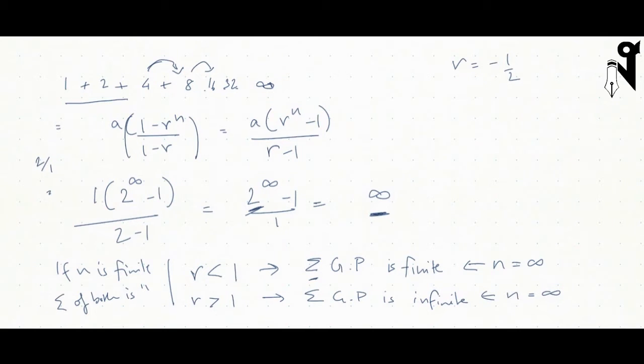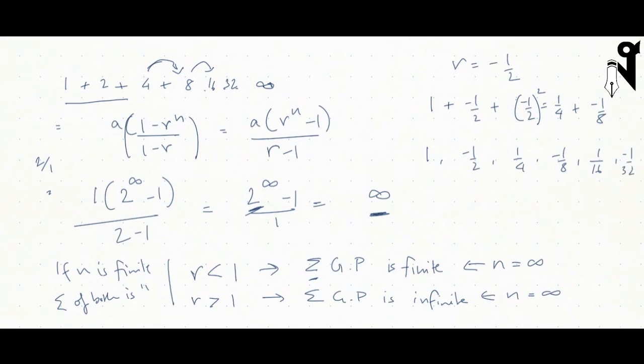Let me start with the term 1. The next one is going to be minus half. The next one is going to be plus 1 by 4. Why plus 1 by 4? Because I have minus half squared. The next term is going to be minus 1 by 8. So I'm going to have alternating signs. I'll write it down clearly over here: 1, minus half, 1 by 4, minus 1 by 8, 1 by 16, minus 1 by 32.